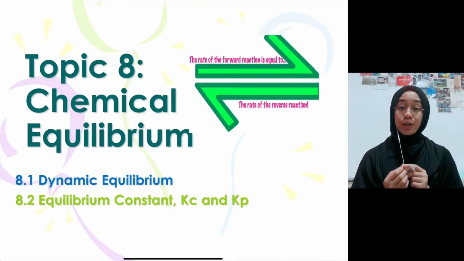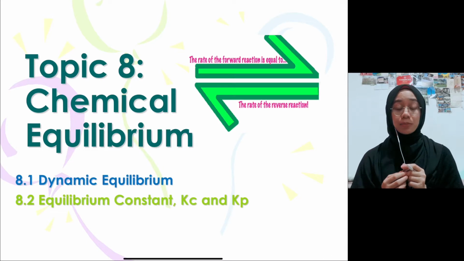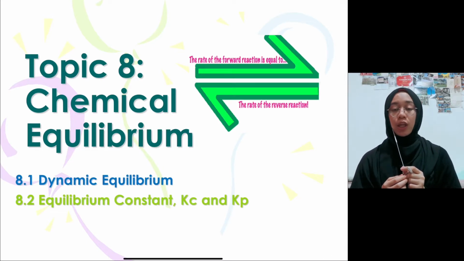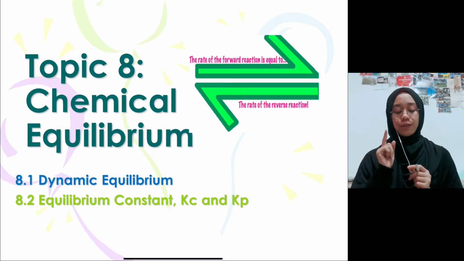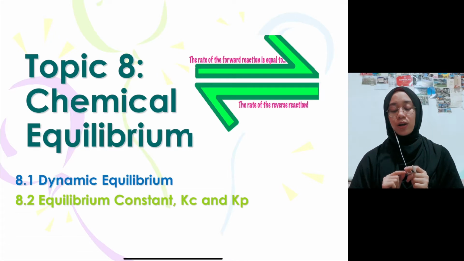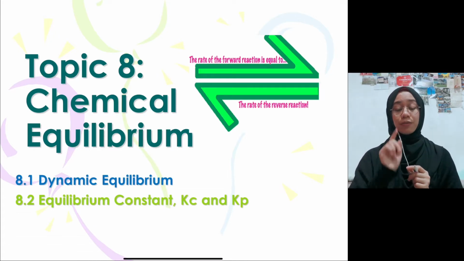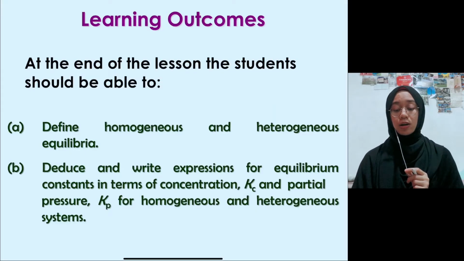So today we are going into the next subtopic, which is 8.2, equilibrium constant Kc and Kp. So you've heard of equilibrium constant, right? K. But today we are going to have a look at Kc and Kp. So what is C? What is P? Okay. But first, let's have a look at the learning outcome for today.